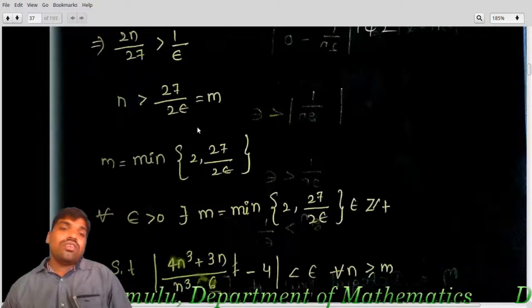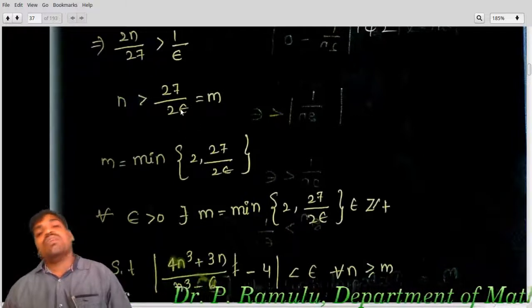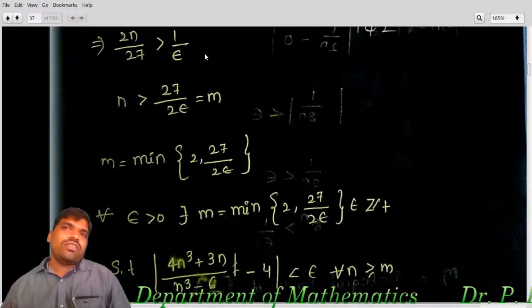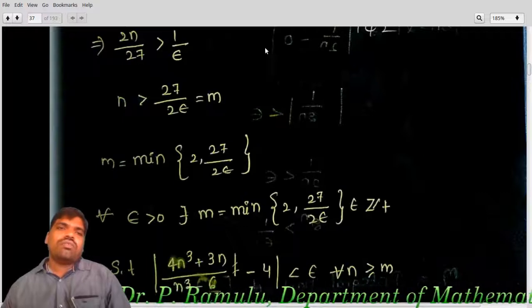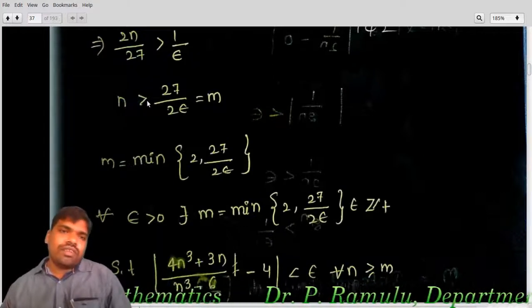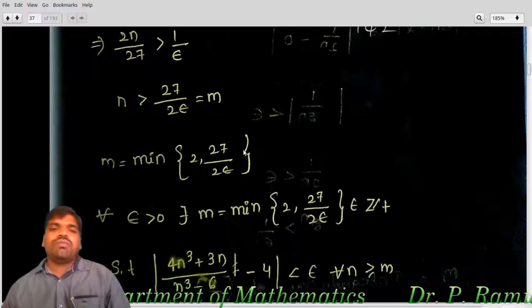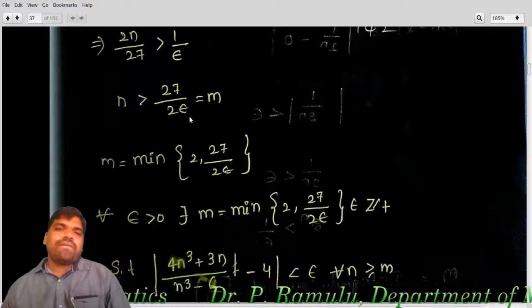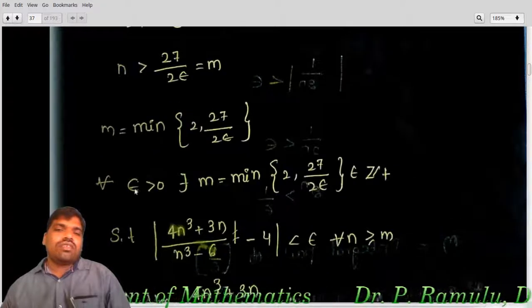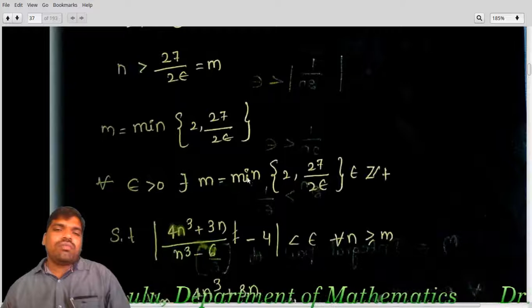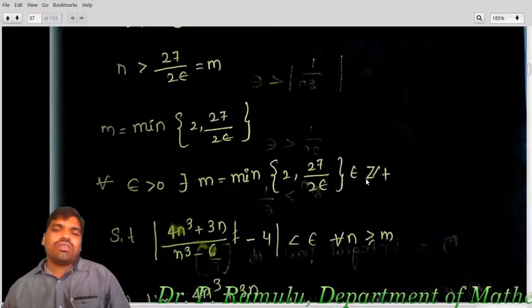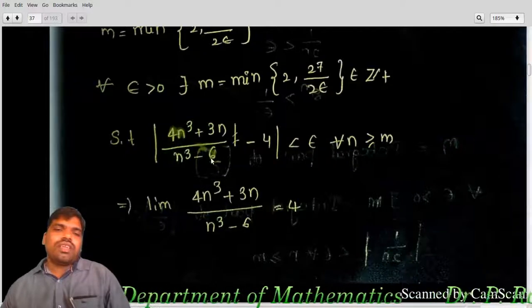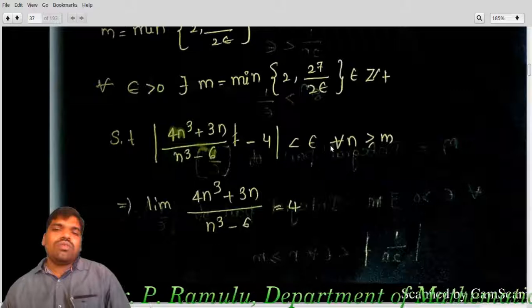Here we already noted the condition, that means we take n cube minus 6 greater than n cube by 2, modulus, for n greater than 2. That's why I took that 2. That's why I am taking m equal to the minimum of 2 comma 27 by 2 epsilon. So for every epsilon greater than zero, there exists m such that the modulus of 4n cube plus 3n by n cube minus 6 minus 4 is less than epsilon for all n greater than or equal to m.